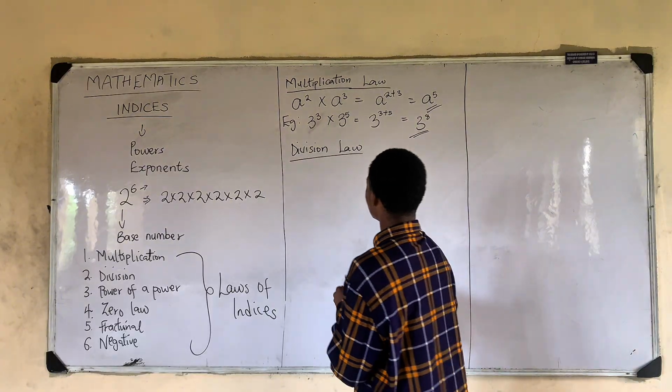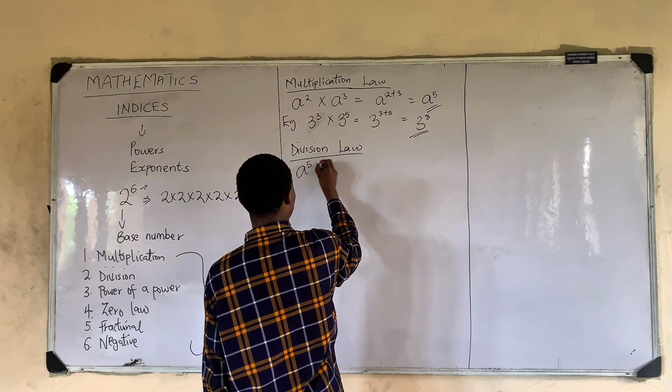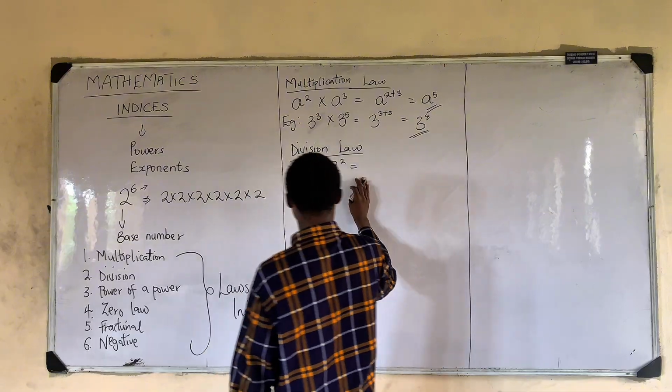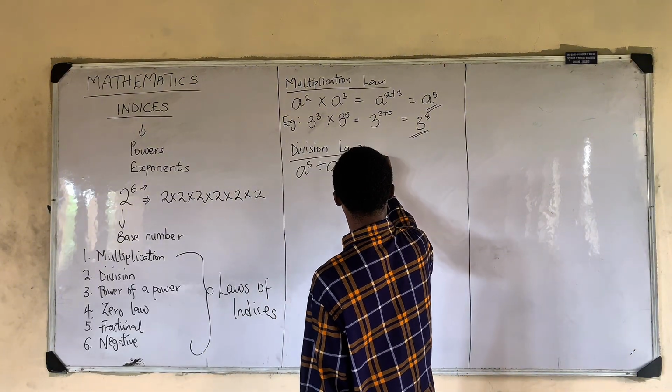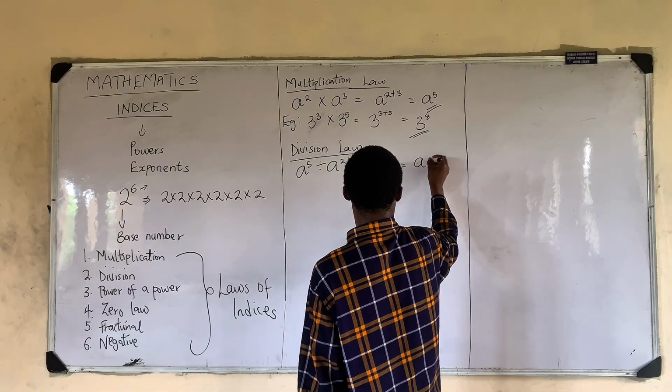Alright, we have an example: a raised to the power of 5 divided by a raised to the power of 2. This implies a to the power of 5 minus 2, which is a to the power of 3.